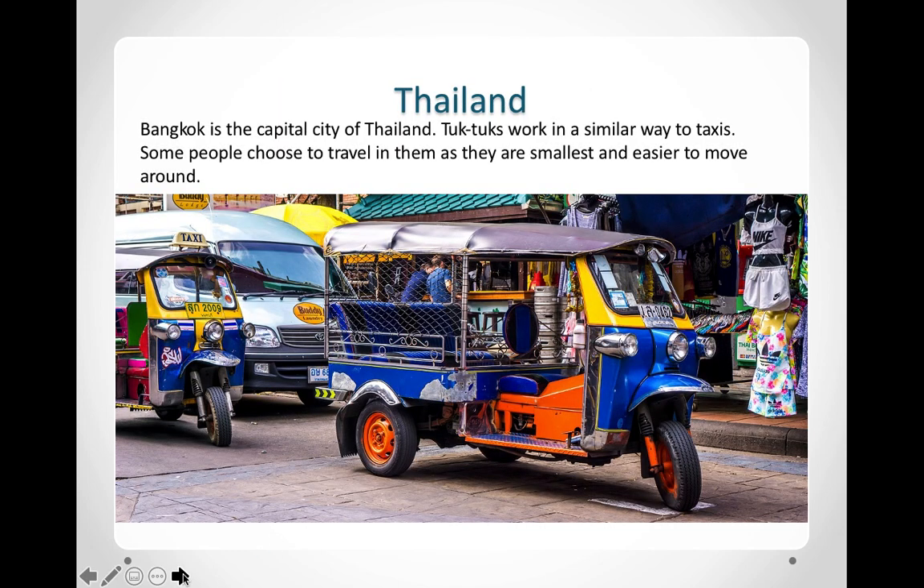Now Thailand. Bangkok is the capital city of Thailand. Tuk-tuks work in a similar way to taxis. Some people choose to travel in them as they are smaller and easier to move around. So this is a tuk-tuk. It's like a taxi, but it is much smaller and it can move around a lot faster because it can move between cars. So what is different from the taxis here in the UAE and the taxis in Thailand?